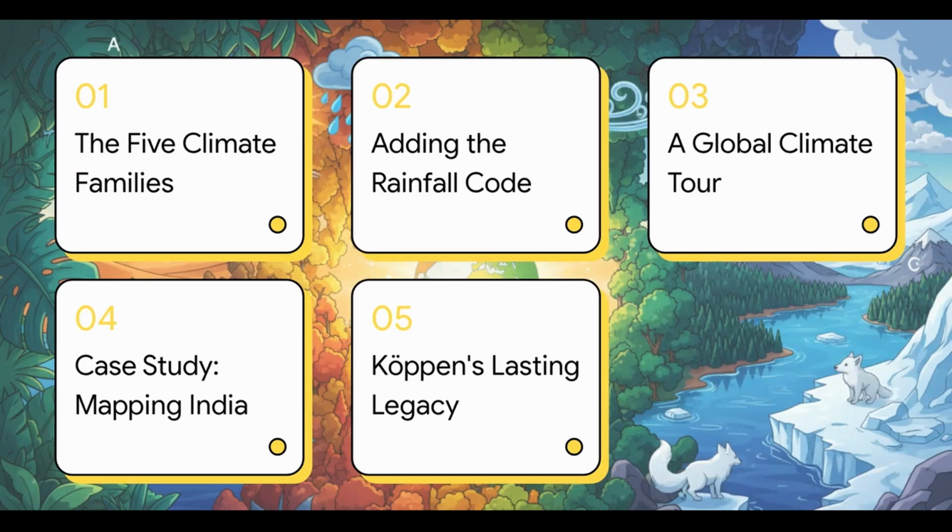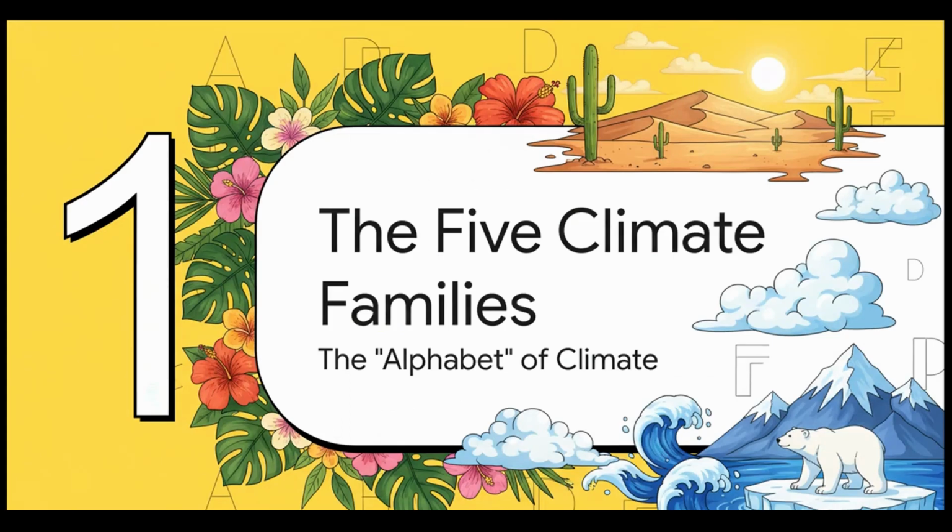Okay, so here's our game plan. We're going to start with the 5 main climate families. Then we'll add the all-important details about rainfall. After that, we'll take a quick global tour to see it in action, with a special stop in India. And finally, we'll talk about why this system is still such a big deal today. Ready? Let's do it.